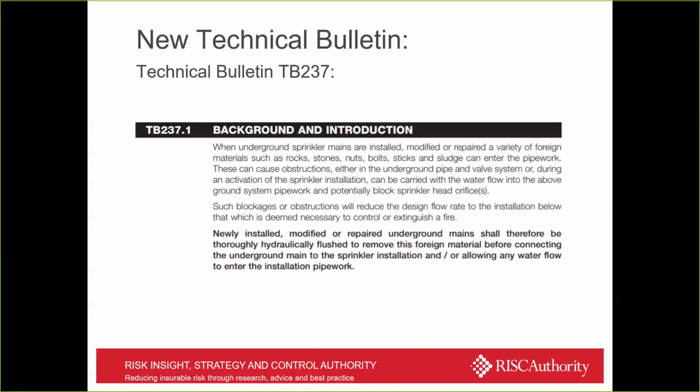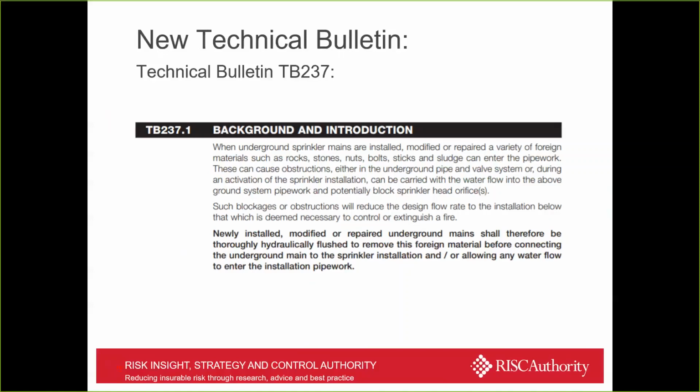So the consideration really is, as it says there, when underground mains are installed, modified or repaired, a variety of foreign materials such as rocks, stones, nuts, bolts, sticks, sludge, anything can enter the pipe. These can cause obstructions either in the underground main, in the valve systems, or if the system operates, it can be flushed through the sprinkler installation and can block the actual sprinkler orifices. And these blockages can severely restrict the flow and the performance of the sprinkler system to perform its tasks.